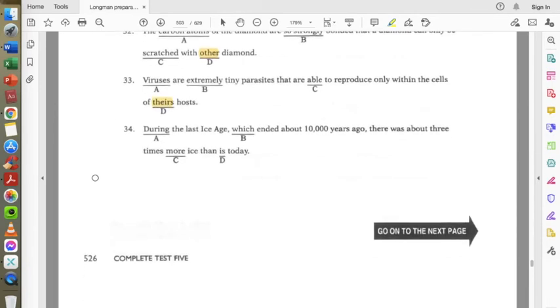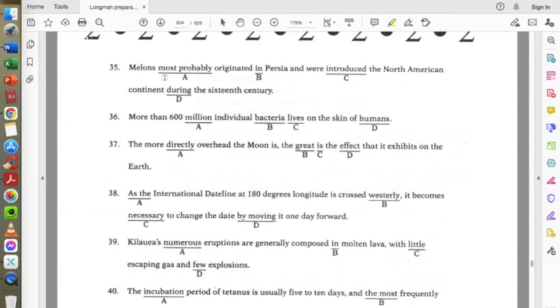Viruses are extremely tiny parasites that are able to reproduce only within the cells of theirs. That's a possessive pronoun, should be "their," possessive adjective. 34. During the last ice age, which ended about 10,000 years ago, there was about 3 times more ice than there is today. 35. Melons most probably originated in Persia and were introduced to North America and were brought to, we need something, introduced to, were brought to the North American continent during the 16th century.